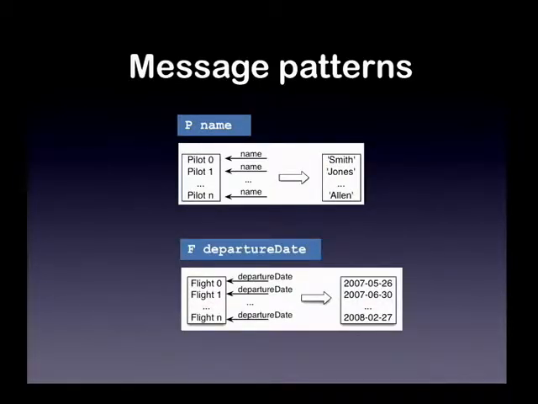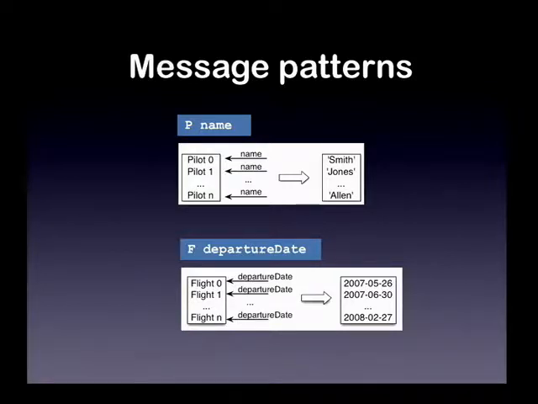So up until now, we have seen examples with arrays of numbers. The good news is that it works for any kind of objects. Here are some examples. In the first one, we ask each pilot object for its name using a message pattern. So we get back an array of names.